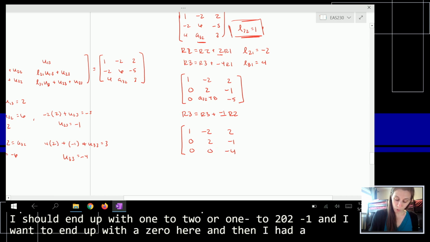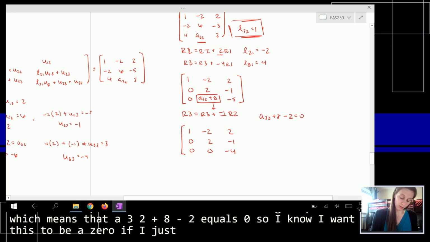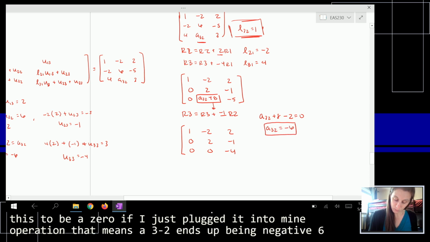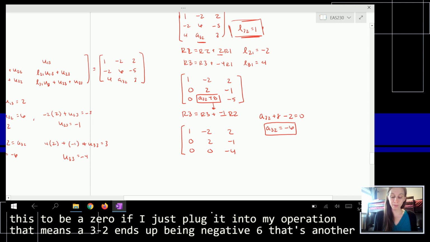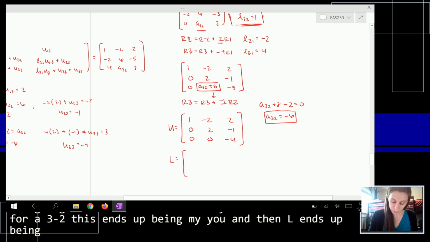And then I end up with a -4, which means that A32 plus 8 minus 2 equals 0. So if I know I want this to be a 0, if I just plug it into my row operation, that means A32 ends up being -6. And there we go. That's another way we can solve for A32. This ends up being my U, and then L ends up being constructed like normal.